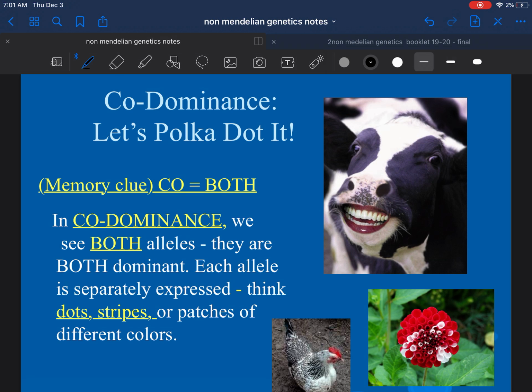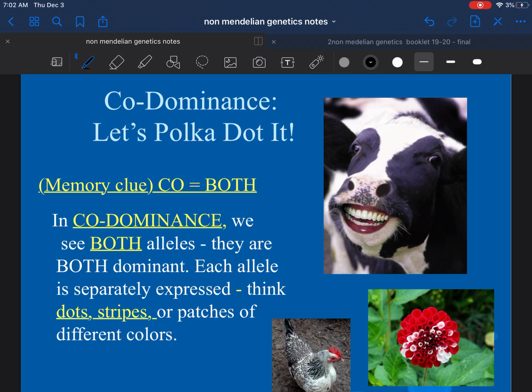Codominance. So let's talk about polka dots. Memory clue: co means both. So when you see co, you think both. In codominance, we see both alleles. They are both dominant. Each allele is separately expressed. Think dots, stripes, or patches of different colors.